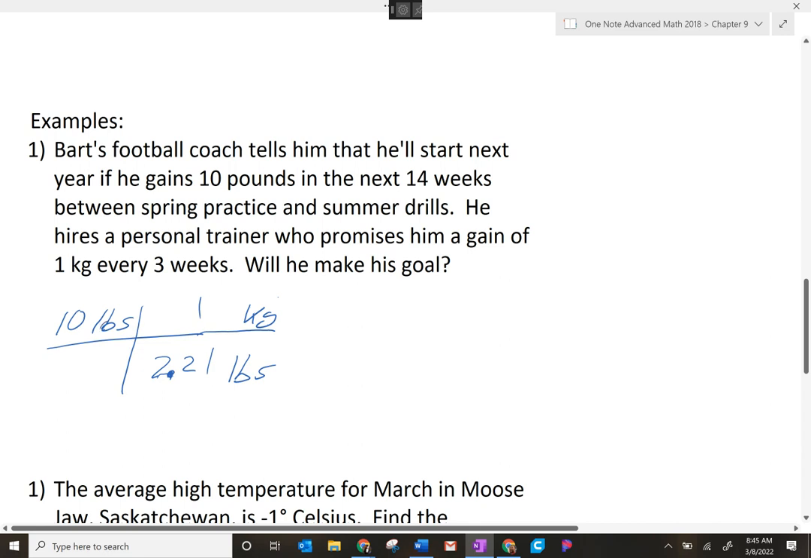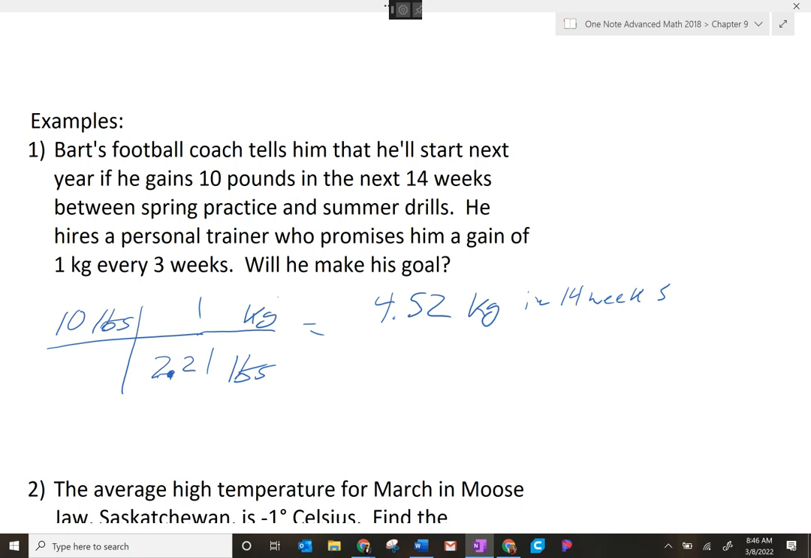So our labels of pounds cancel out. I'm left off with this thing. So I'm going to go with that 10 pounds divided by 2.21. So he will be needing to gain 4.52 kilograms in 14 weeks. Okay? So this is what his coach wants him to get. He wants him to get 4.52 kilograms in 14 weeks.